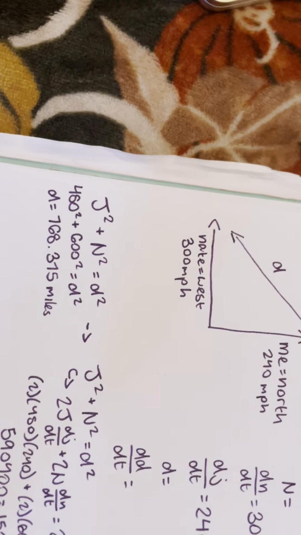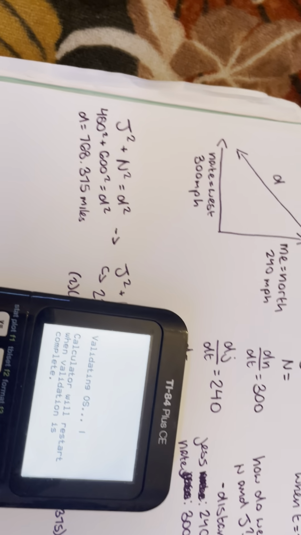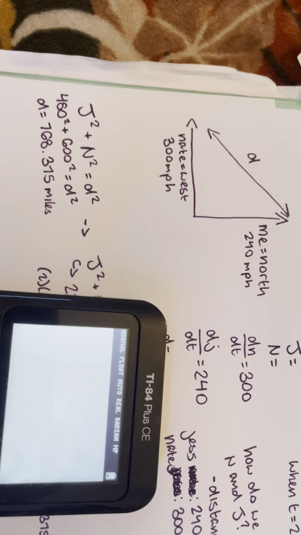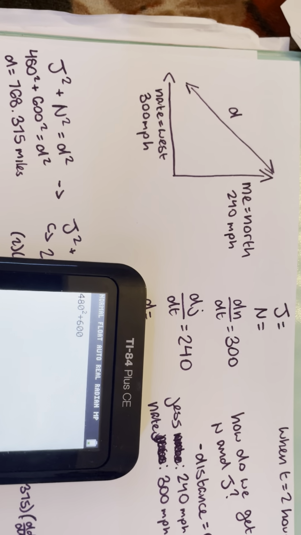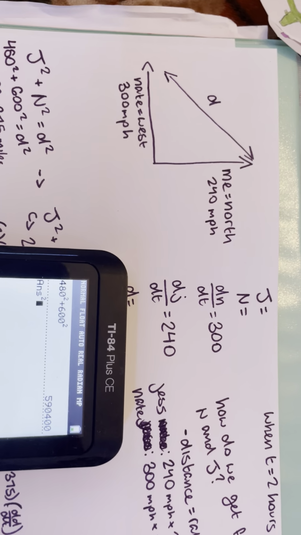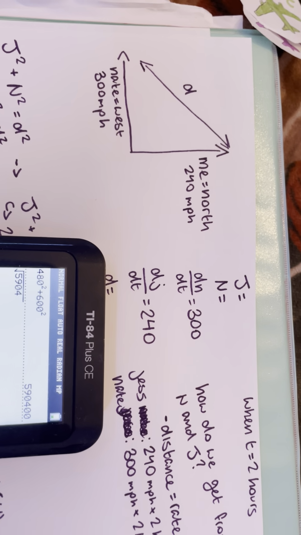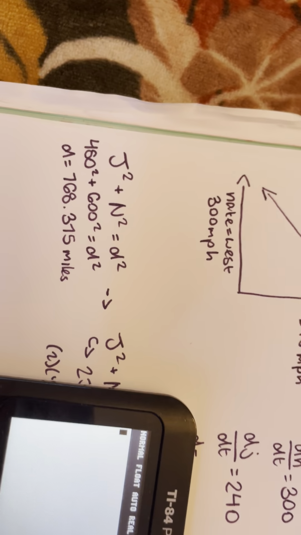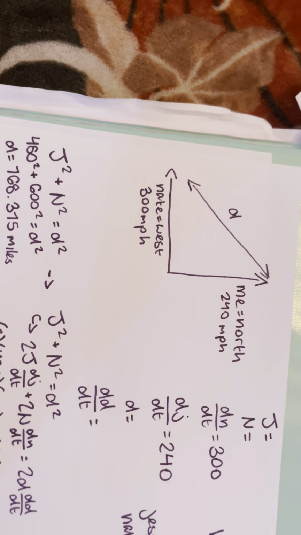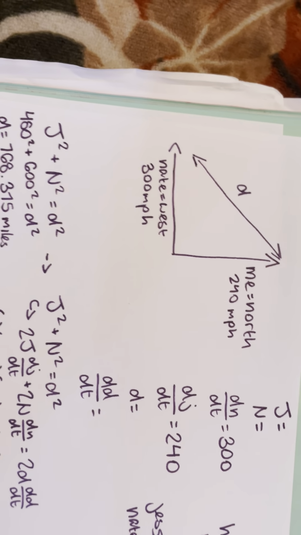But if I pull out my handy dandy calculator, because it's all calculator problems, and it validates, then square root 590,400, and we have 768.374 right here. Now, I need to find dd over dt, which is, well, we already have d, which is great, but now we need dd over dt, which is the rate of change of that distance.